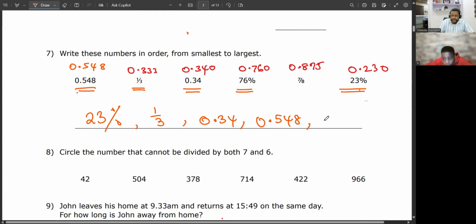The next bigger number is 0.760. Good. And that's going to be what number? 76%. But please try not to use this one, okay? Let's use this one. And of course, the largest number is what? 0.875. And what number is that? 7/8. So 7/8 is the largest number, and 23% is the smallest number.